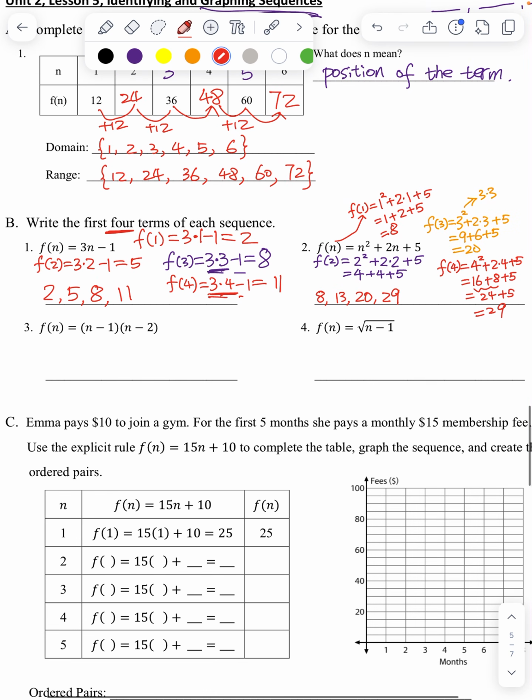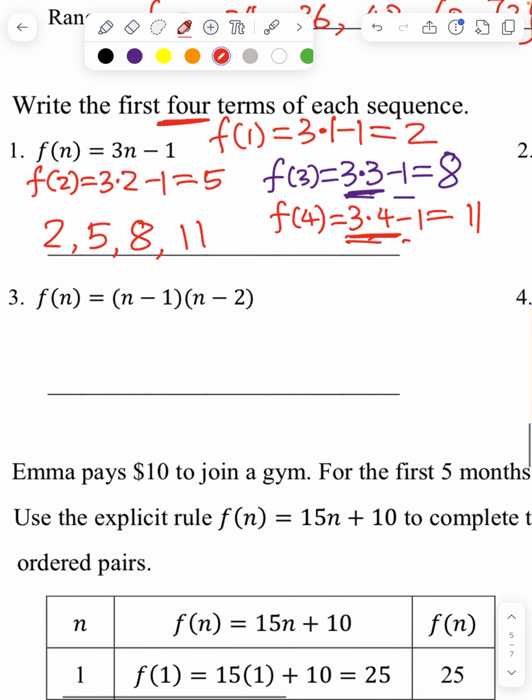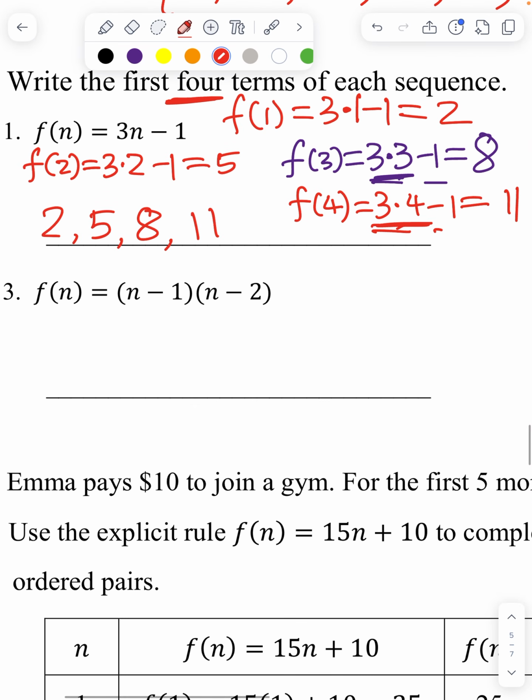Number 3, the first 4 terms. Okay, let's do the first term. Replace n by 1. 1 minus 1 times 1 minus 2. 1 minus 1 is already 0. 0 multiplied by any number is 0.